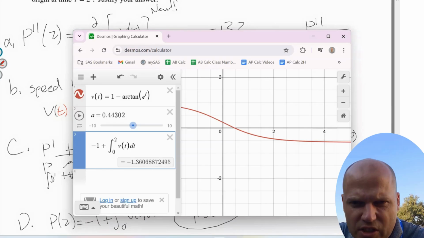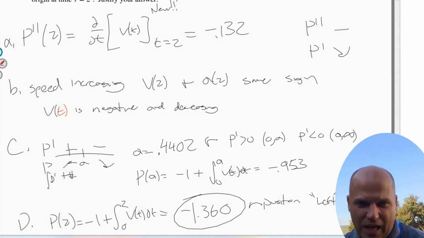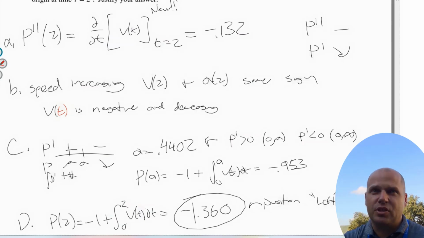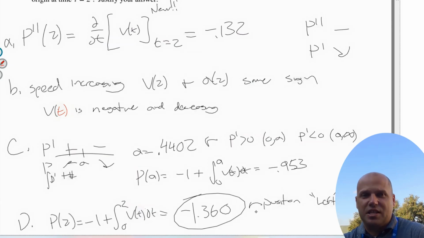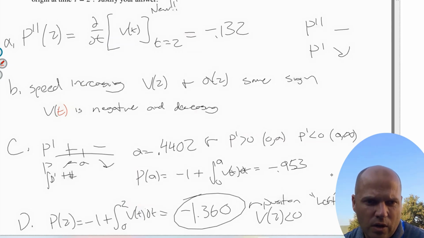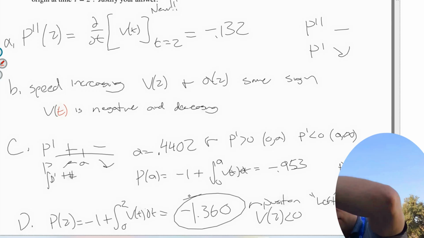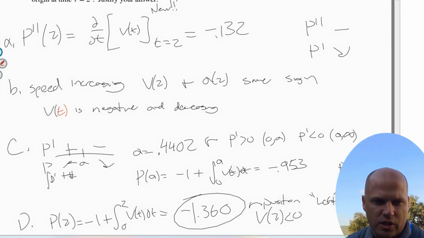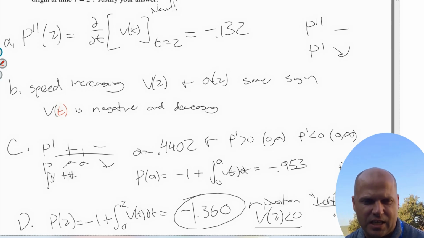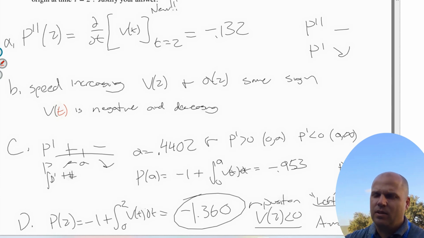Cool. Since my position is left of the origin, and since my velocity at time 2 is negative, my position is negative, and since my velocity is negative, my position is decreasing. If your velocity is negative, your position is decreasing. So I'm going from negative 1.3 to negative 2 to negative 3. So since my position is left and my velocity is headed left, we are going away. What's your justification? Based on positions and velocities, okay?